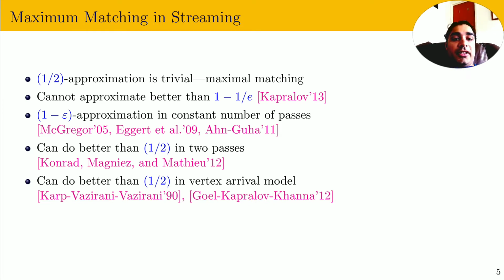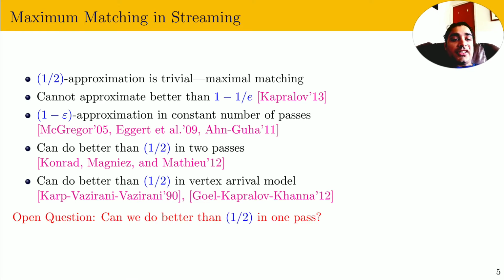But even if we change the model slightly and consider a vertex arrival model, where you have a bipartite graph as input, and vertices on one side arrive with all their incident edges at the same time, then you can do better than half. So Karp Vazirani gave an online algorithm, which is also a semi-streaming algorithm, that gives you a ratio of 1 minus 1 by e. That algorithm was randomized, and Goel Kapralov Khanna gave a deterministic algorithm in the semi-streaming vertex arrival model.